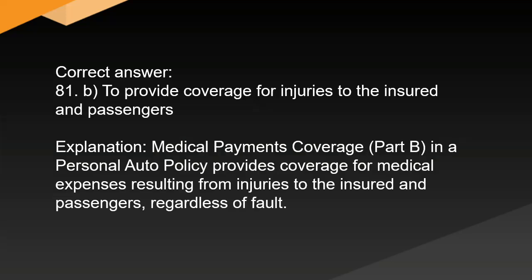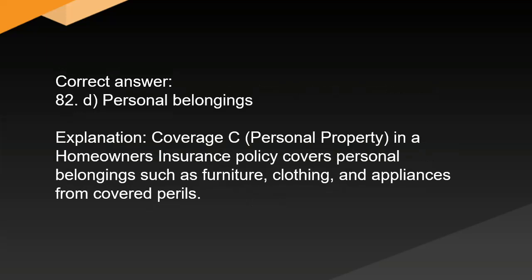Correct answer. B. To provide coverage for injuries to the insured and passengers. Explanation. Medical payments coverage, Part B, in a personal auto policy provides coverage for medical expenses resulting from injuries to the insured and passengers, regardless of fault.